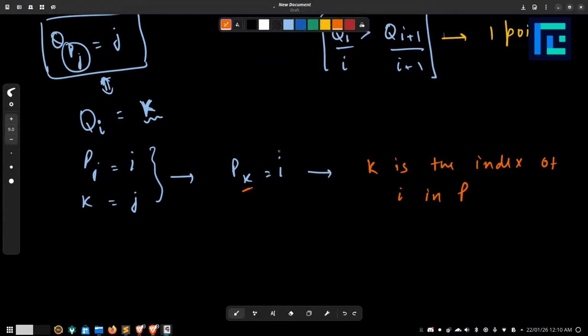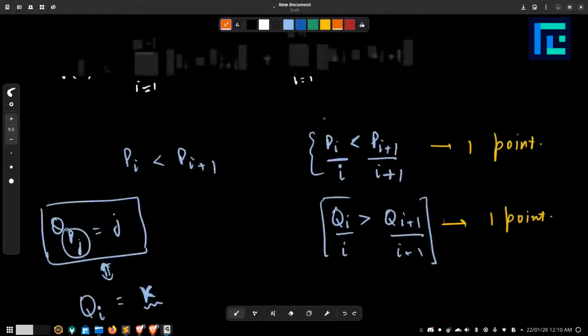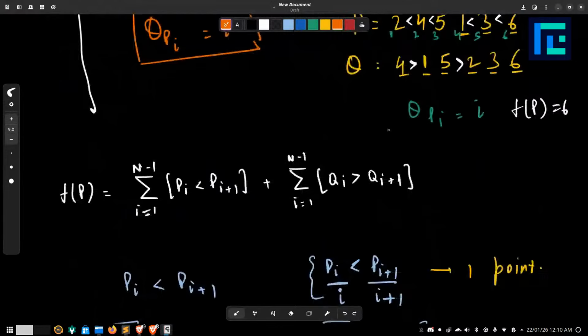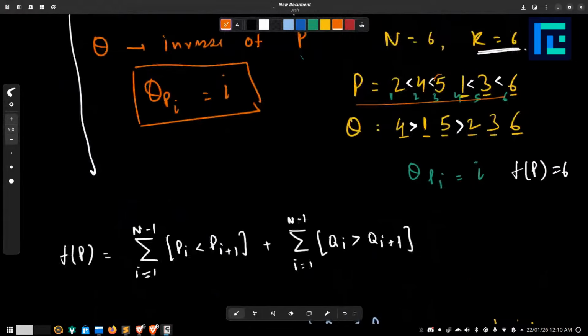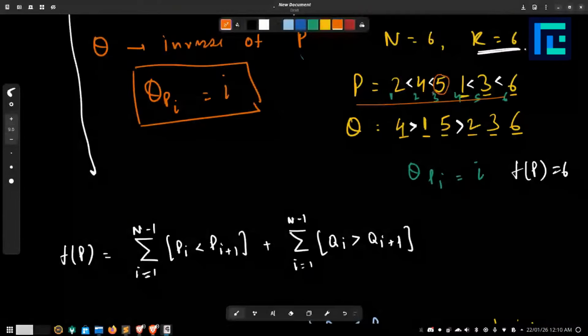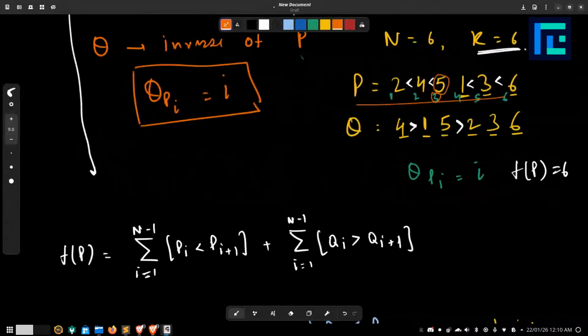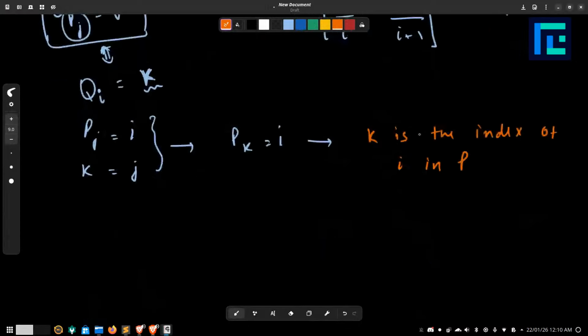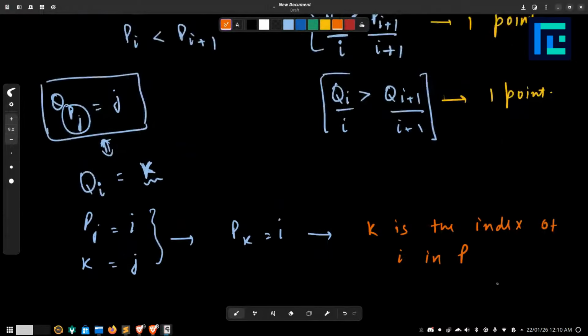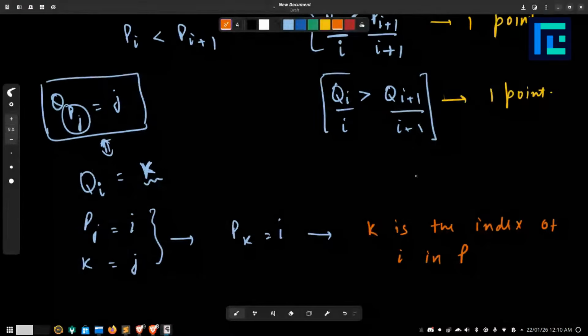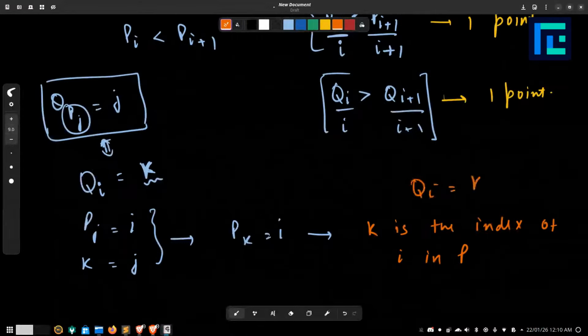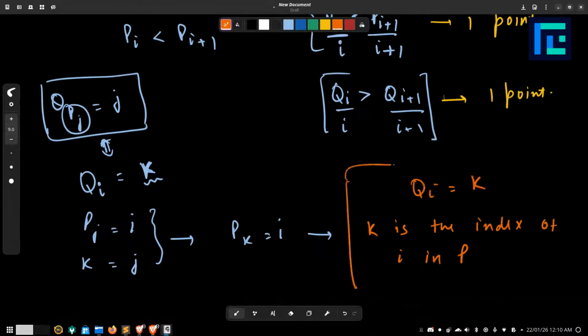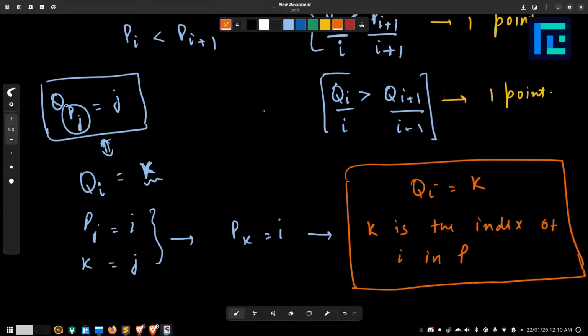So basically, if let's say this is P, and we are talking about 5, then k will be 3 because 3 is the index of 5. So k is the index of i in P. So basically, if I am saying that Qi is equal to k, k is the index of i in P. We can write this in words like this.